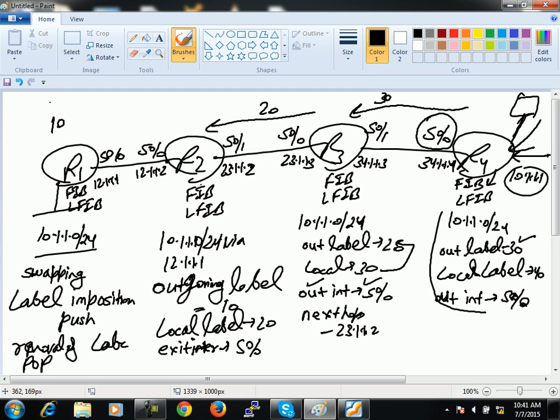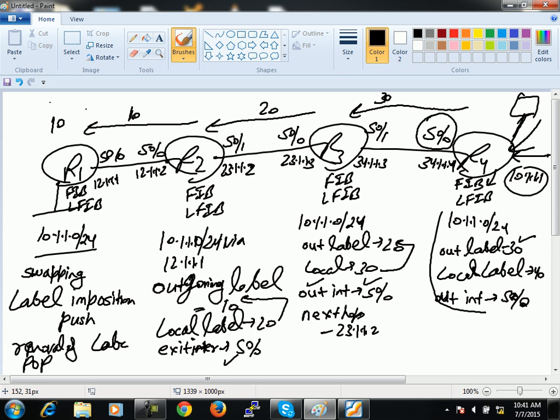So if R2 receives any packet with label number 20 here, the outgoing label is what? 10, and the outgoing interface is what? S0/0. It will send this packet without opening the IP header out from S0/0 with label number 10. Now remember that a router does not contain directly connected prefixes in its LFIB. A router will never insert directly connected prefixes in its own LFIB.